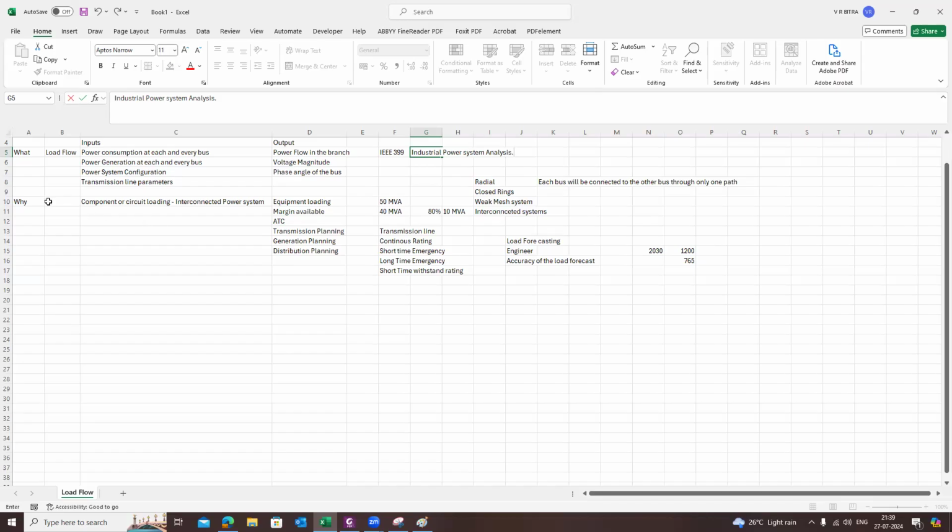Okay, so if you consider the load flow analysis as per IEEE 399, which is specifically for the industries, then probably equipment loading and the margin available are the outcomes of the load flow, or why do we need the load flow? Whereas if you apply this to why the load flow is required for the conventional utility scale, then in addition to equipment loading and margin availability, you also have to consider transmission, distribution, and generation planning.